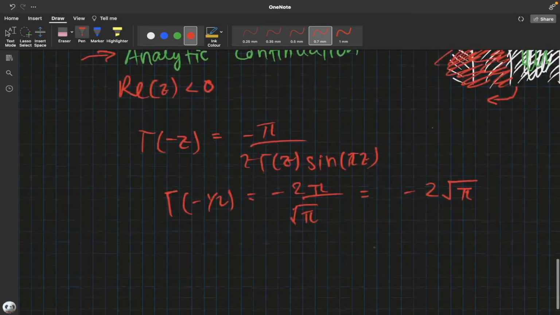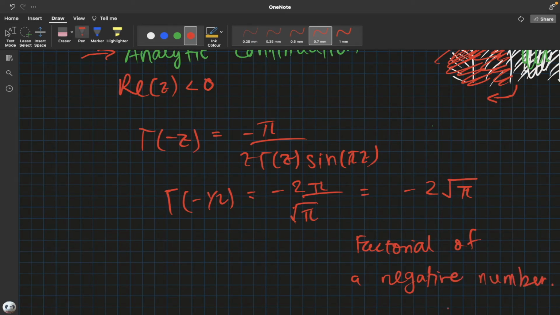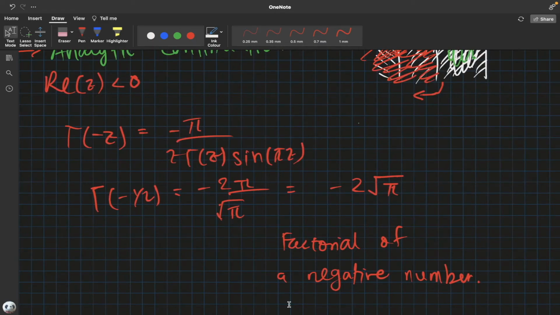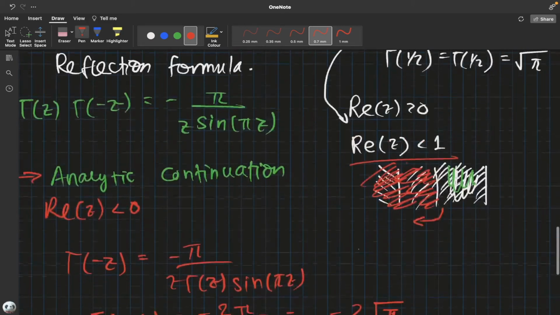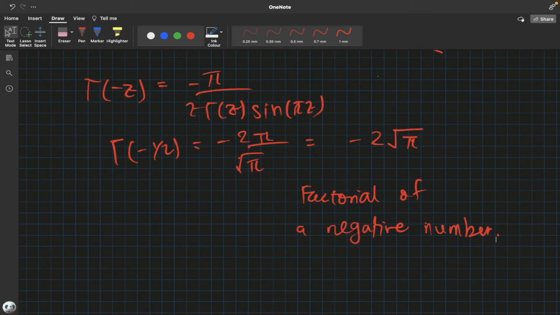There we go. We've defined the factorial of a negative number. Isn't that fantastic? Isn't that nice? You can keep doing this: take an arbitrary value of z in this analytically continued region of convergence, and there you go, factorial of that. So this is why this is really important.